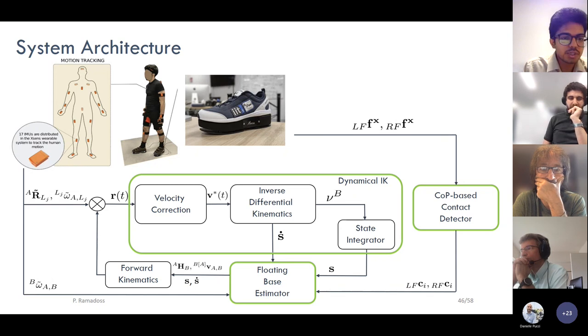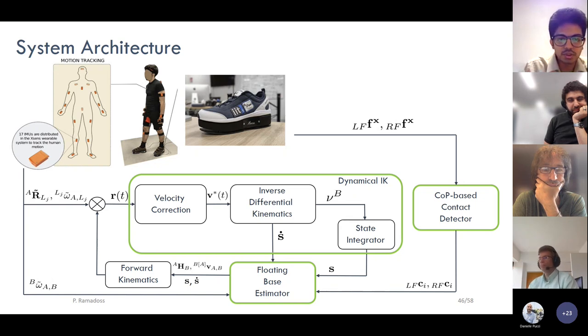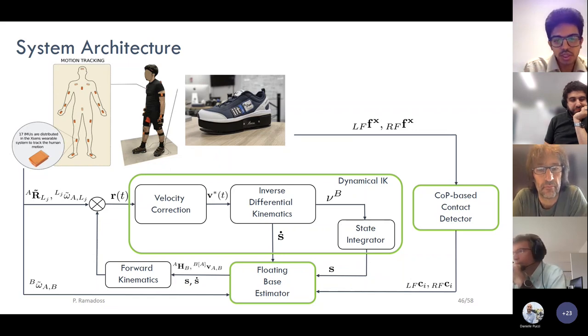Here, the target measurements from the distributed IMUs are passed on to the dynamical inverse kinematics block to estimate the joint positions s and joint velocities s dot of the human. Meanwhile, contact wrenches from the force-torque sensors are passed to a center of pressure-based contact detector to infer the contact states of candidate points chosen on the foot, and all of this information is then sent to the floating base estimator to estimate the base state of the human.